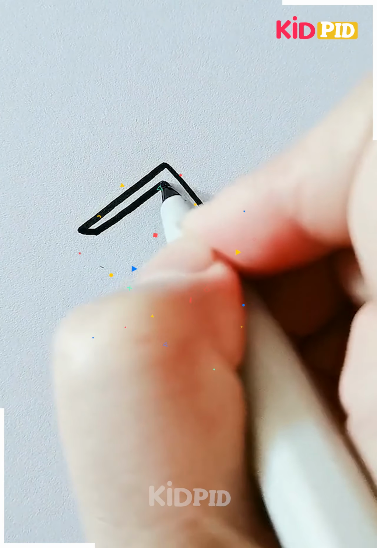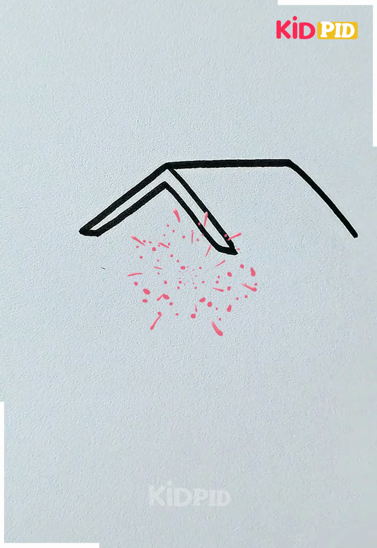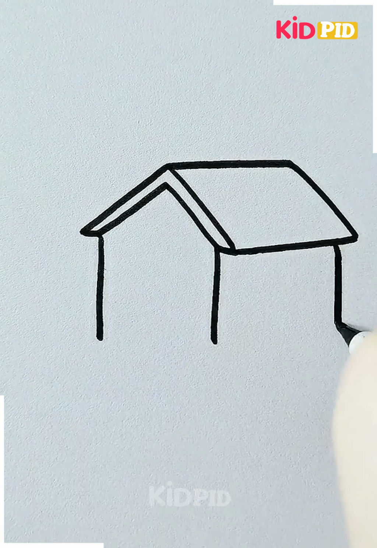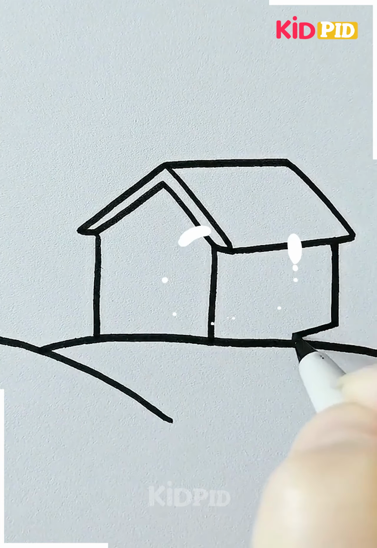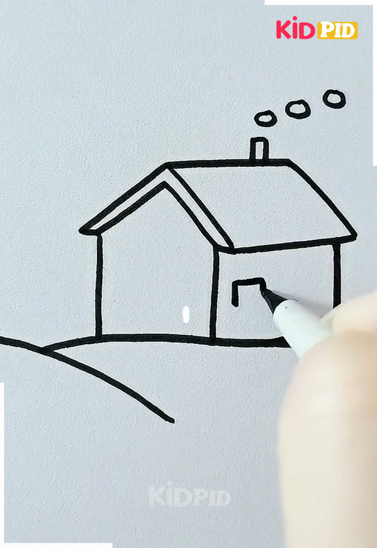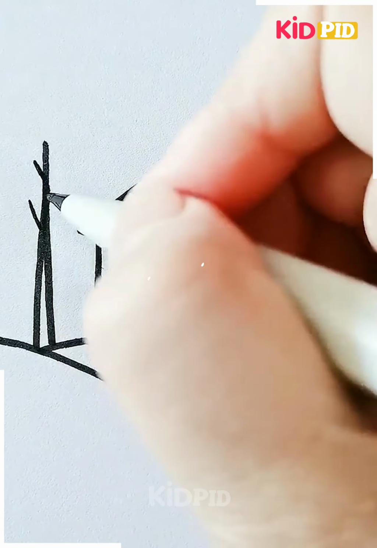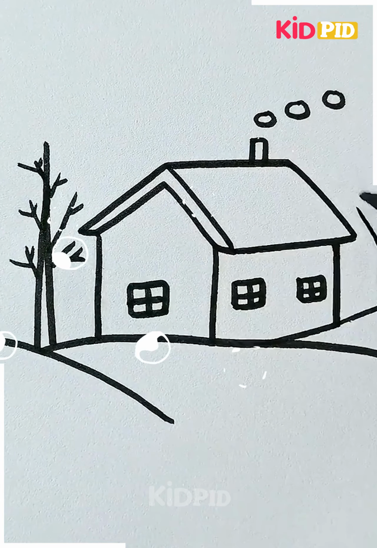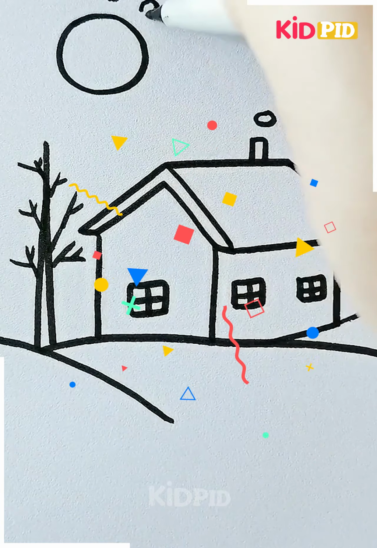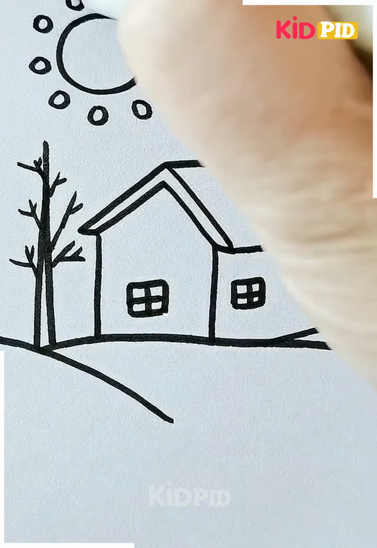Let's move ahead to our next drawing. Here we are making a house and then we are adding some details to it like windows, door and a chimney. After that, beside the house we are making an autumn based tree and then another tree. After that we are making a sun and our scenery is done.